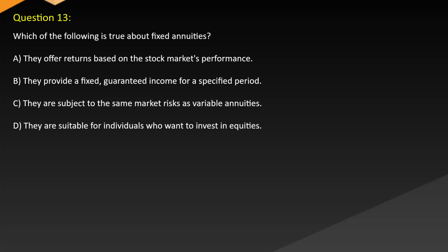Question 13. Which of the following is true about fixed annuities? A. They offer returns based on the stock market's performance. B. They provide a fixed, guaranteed income for a specified period. C. They are subject to the same market risks as variable annuities. D. They are suitable for individuals who want to invest in equities.